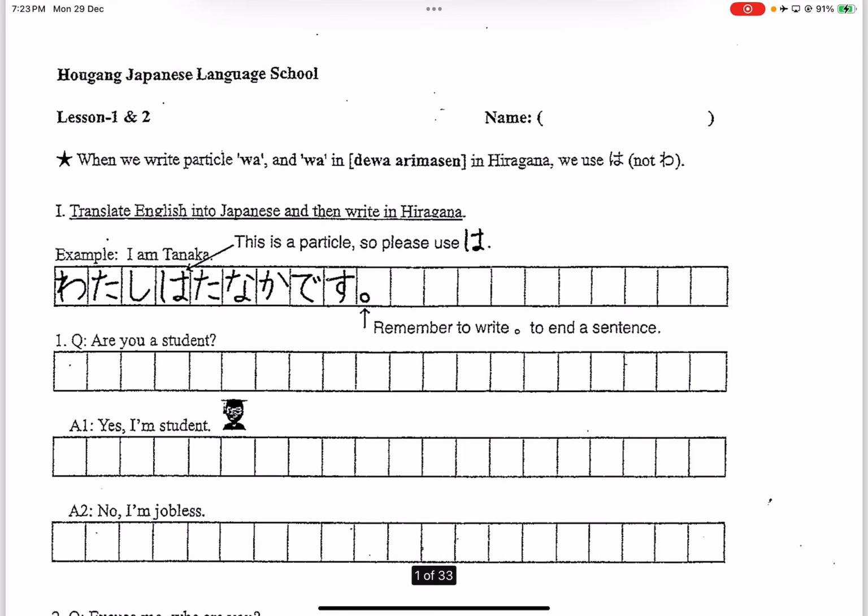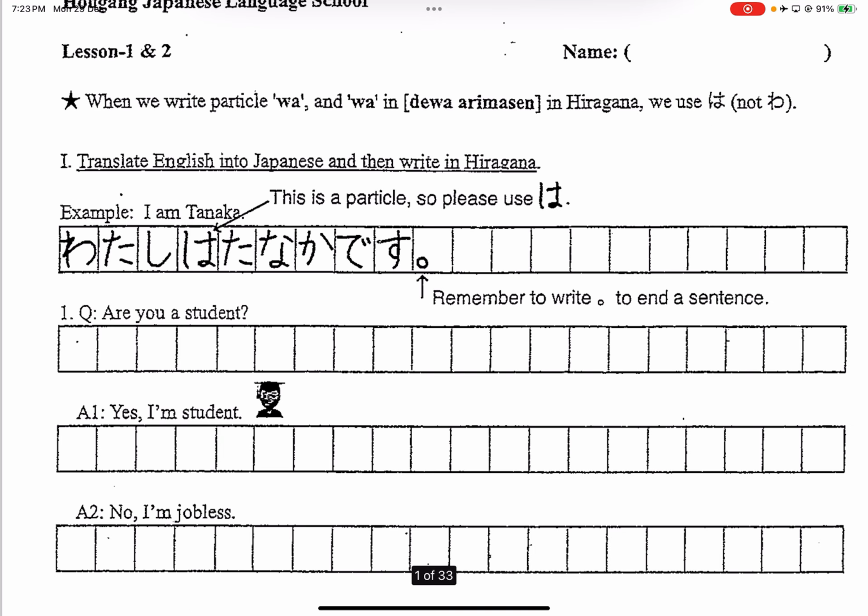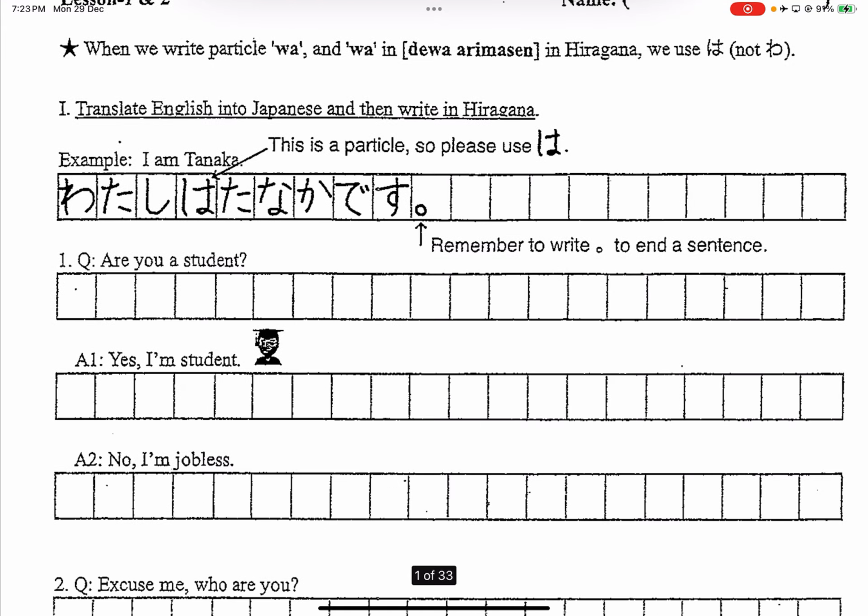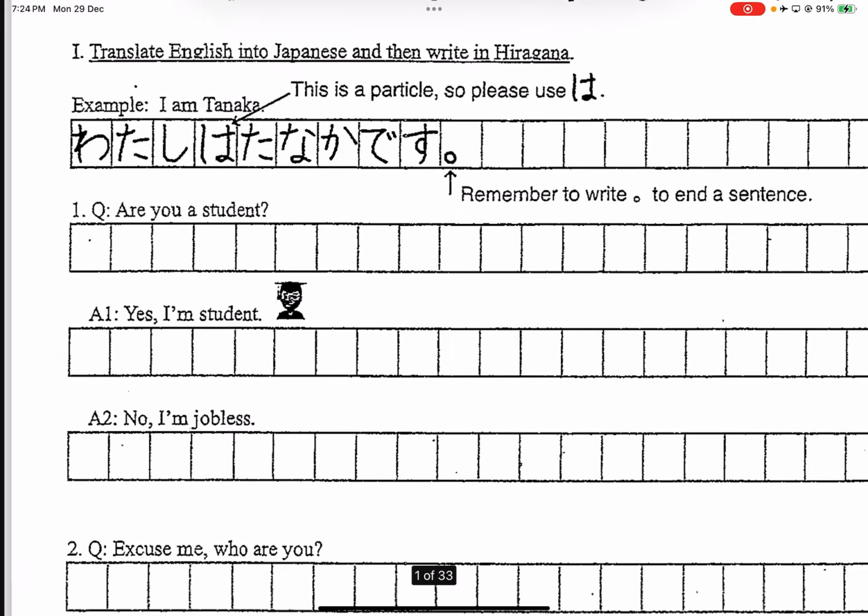Okay, so homework lesson 1 and 2. This is a summary of both the homework in 1 and 2. In 1 we learn about wa, very simple stuff, and we also learn how to say not something. In lesson 2 we also learn about kore, sore, which is this and that. So basically this is just to consolidate your learning.